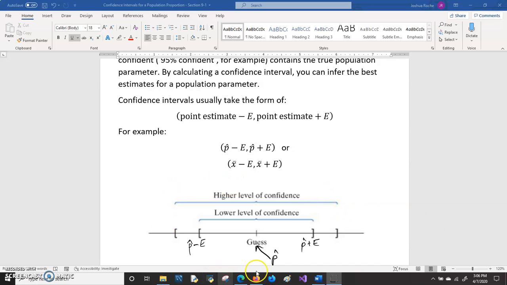This is an illustration of what the interval would look like. In the middle would be your point estimate. In this section, it would be the p hat. It's kind of like a guess, except it's better than a guess because it's based on a study. And then the point estimate plus and minus the margin of error would be the lower and upper boundaries of that interval. And the confidence interval would indicate that the population parameter, let's say p, is somewhere between those two numbers. It's somewhere in this range of numbers.